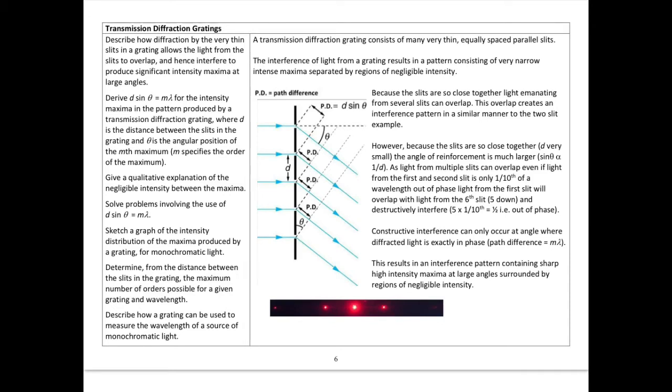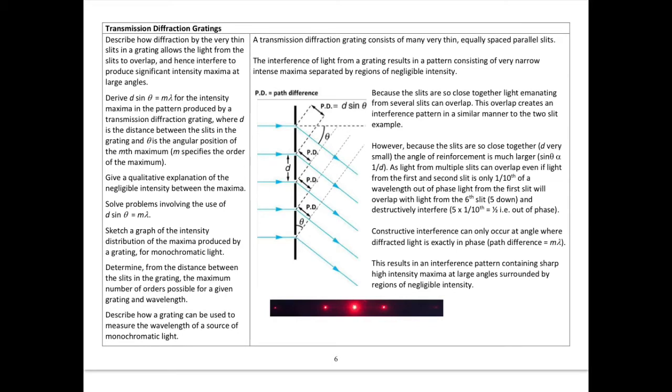So why do we get this pattern? Firstly, we've got to realise that light can overlap. The light coming in here might be a few mil across. These slits are only microns across, so the light is going to basically be covering hundreds to thousands of slits on this slide.